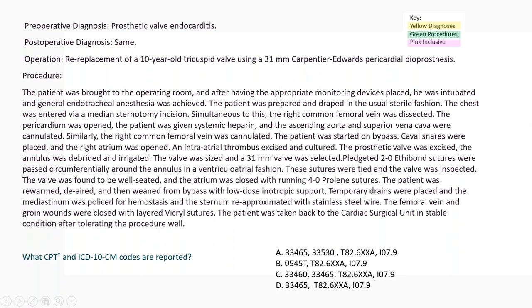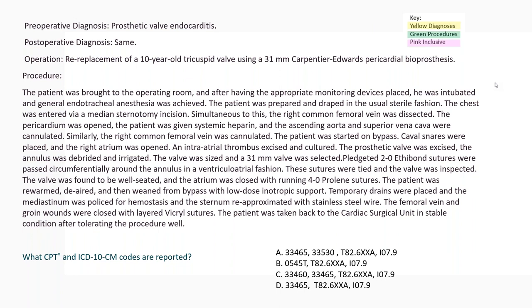All right, so I will start off with the question, what CPT and ICD-10-CM codes are reported? A: 33465, 33530, T82.6XXA, I07.9. Answer B: 0545T, T82.6XXA, I07.9. C: 33460, 33465, T82.6XXA, I07.9. Answer D: 33465, T82.6XXA, I07.9.